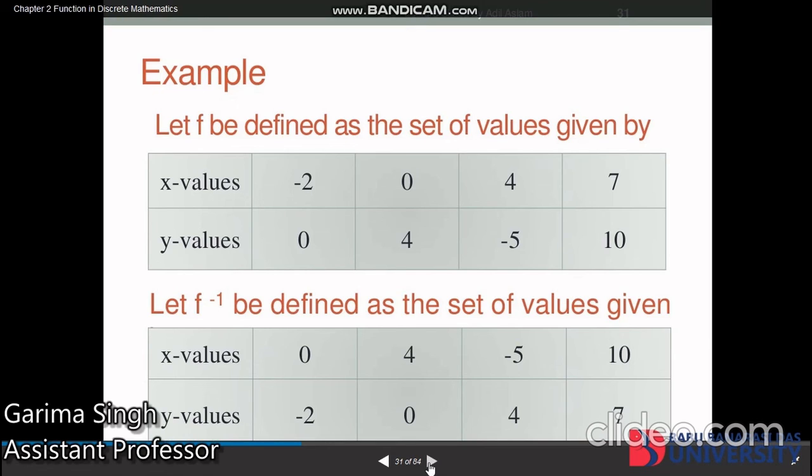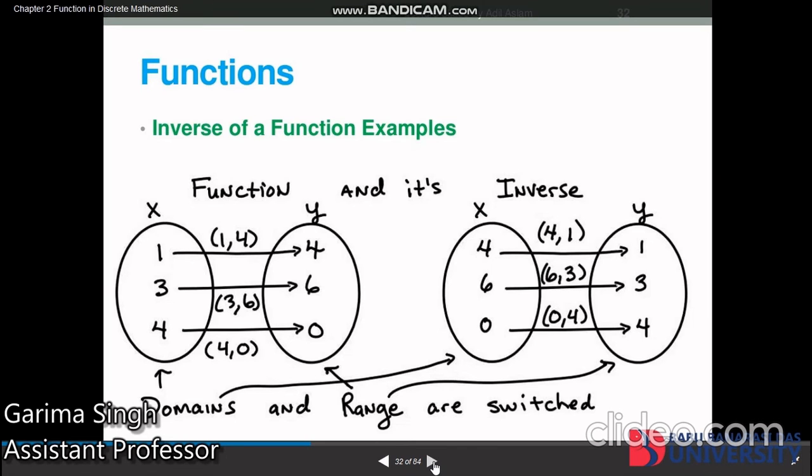Let f be defined as a set of values given by x values and y values. F inverse is simply, see, x becomes y and y becomes x. Both the positions are shifted. This is the example. Inverse of a function. Example, see: 1 4 is converted into 4 1. 3 6 into 6 3. 4 0 converted into 0 4. This is called domain. This is called range. And both the domain and range are shifted.